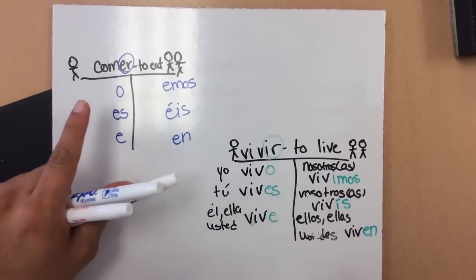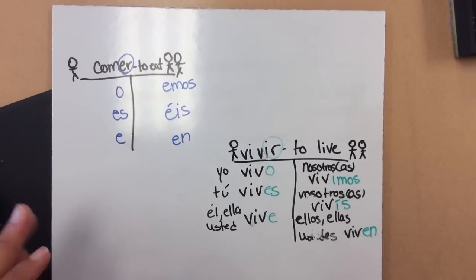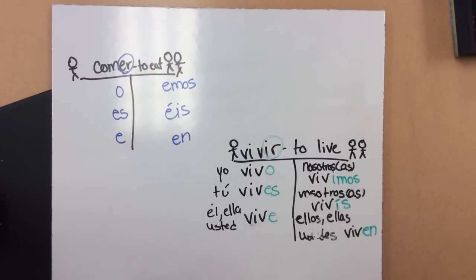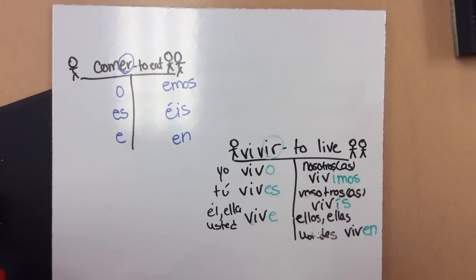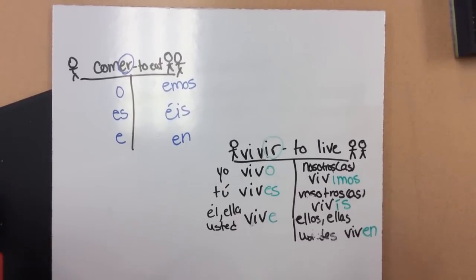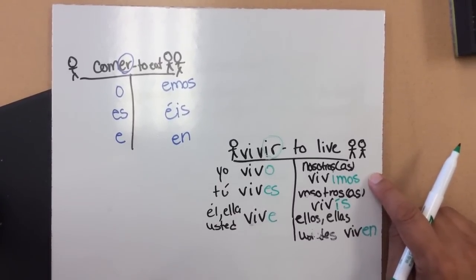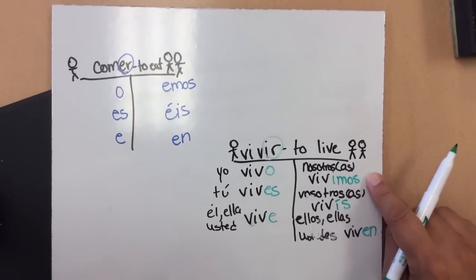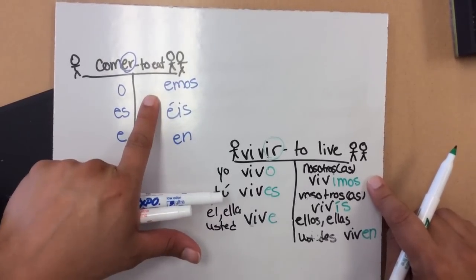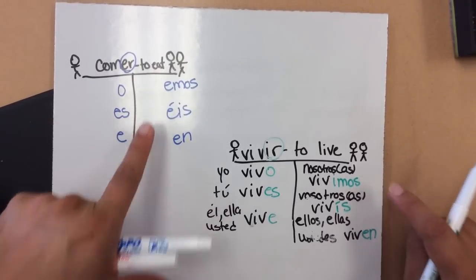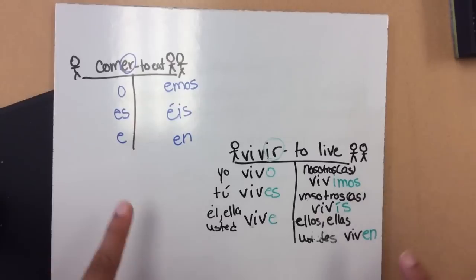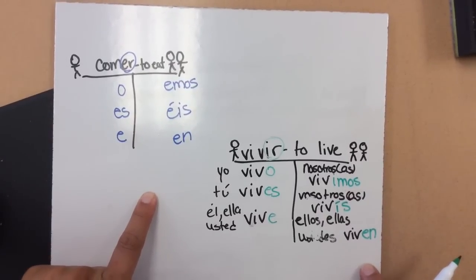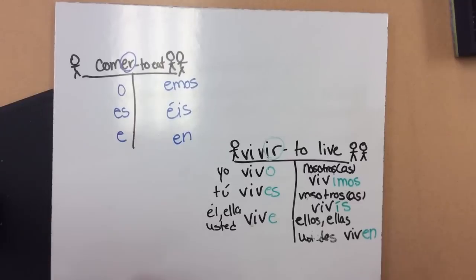Now, look at comer and vivir. They have some things in common. Notice that the first person, second person, and third person singular have the same endings, so it makes it very easy. But always remember that in the plural, we, it changes to imos, where in ER it's emos, and the you all is ís, where in ER it's éis. But then again, third person plural, it goes back to being the same, en.